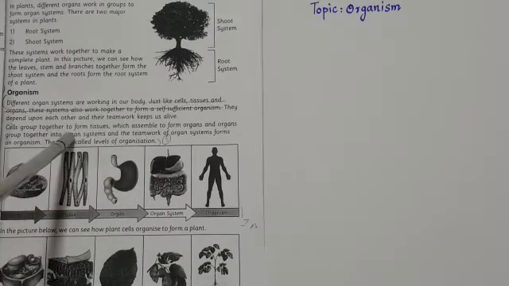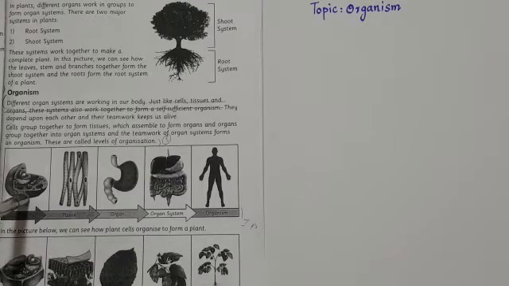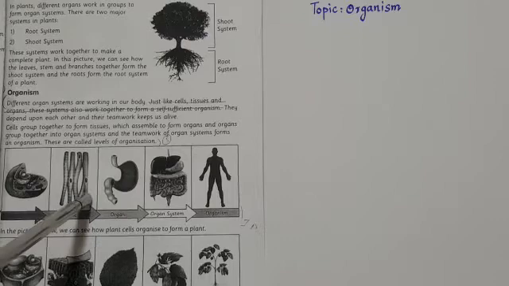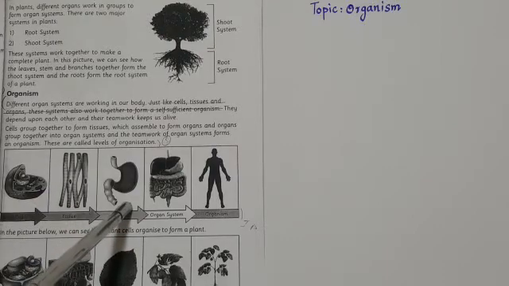So cells group together to form tissues. This is a cell, an animal cell. First we will talk about an animal. When cells combine together, they form tissues. When similar tissues having the same shapes combine together, they will form an organ.